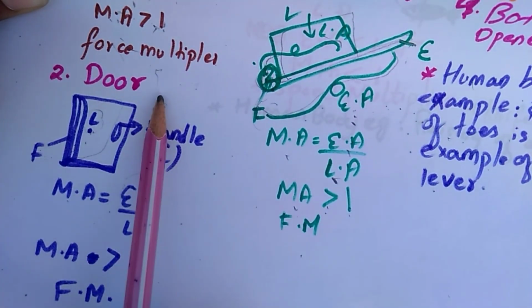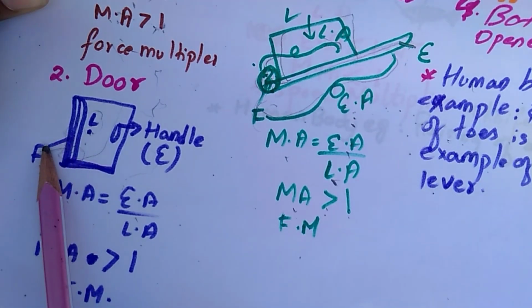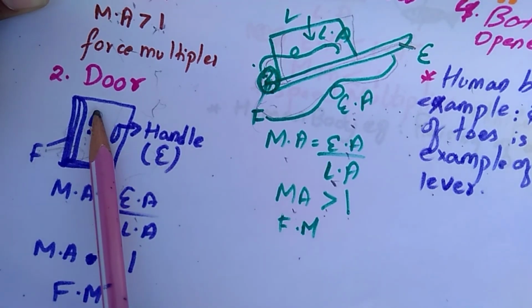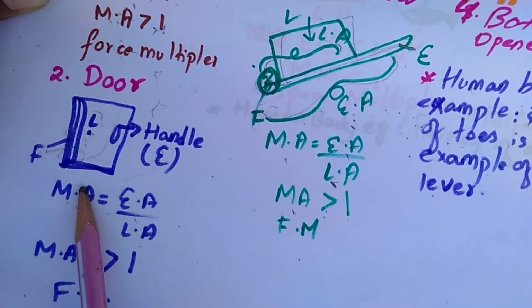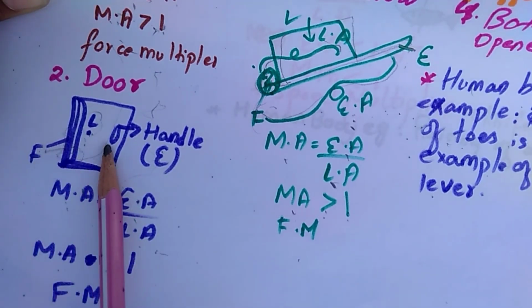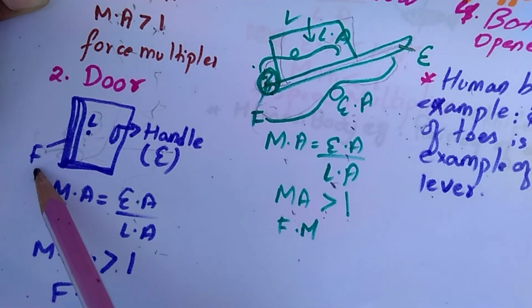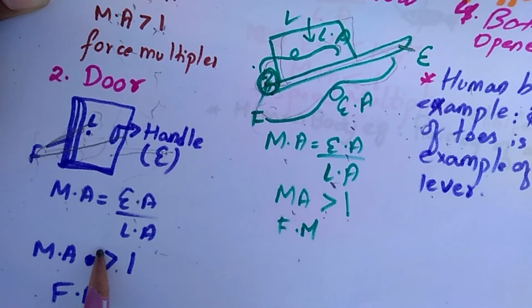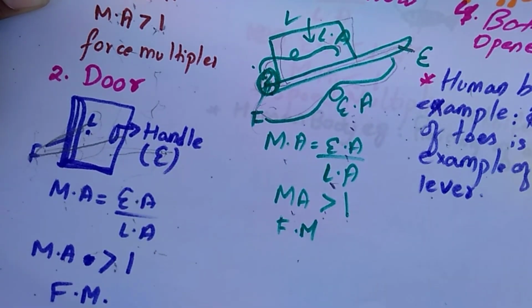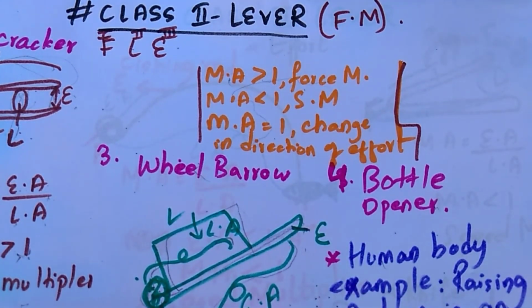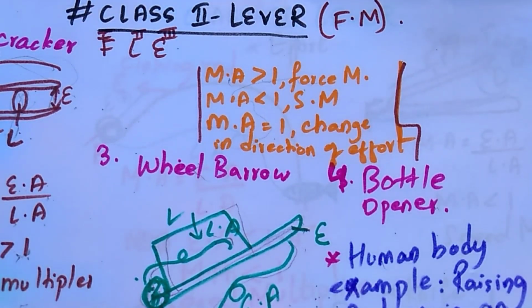Another example is a door. These are the hinges of the door. This is your fulcrum. It is the point about which it rotates. And this is the handle from where you apply effort. And this thing is the load. Mechanical advantage formula is effort arm upon load arm. Here mechanical advantage is greater than 1 because here the effort arm is longer than the load arm. This is the distance between fulcrum and the load, which is shorter, and this is the effort arm, which is longer. So if mechanical advantage is greater than 1, then it is a force multiplier. So door is an example of class 2 lever, which is a force multiplier.